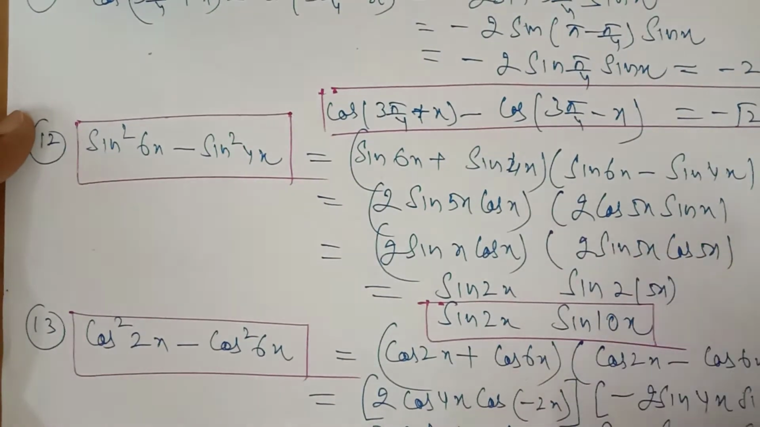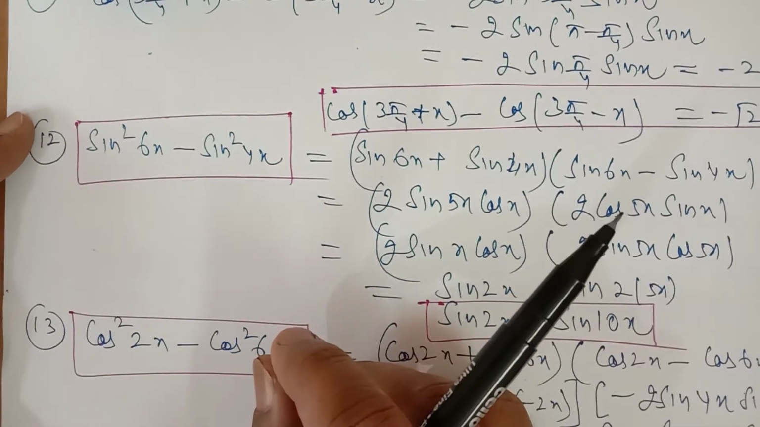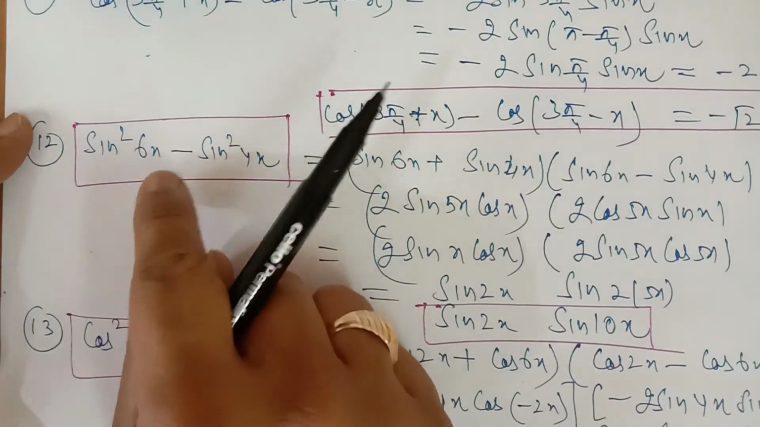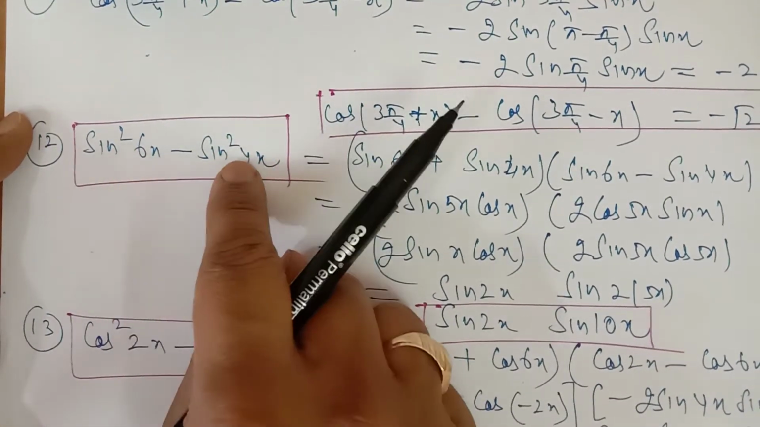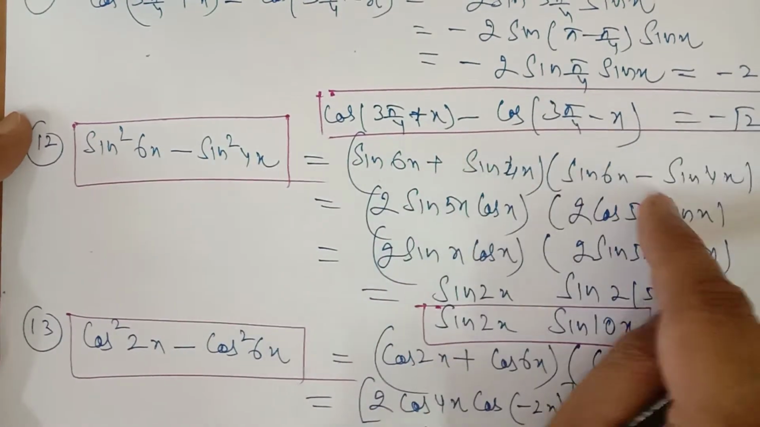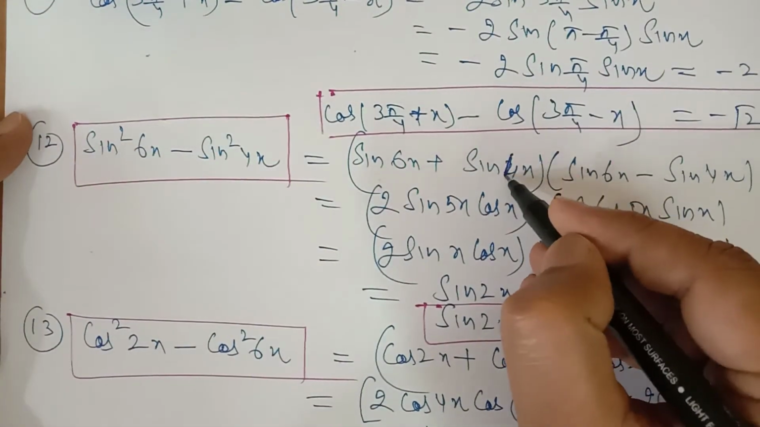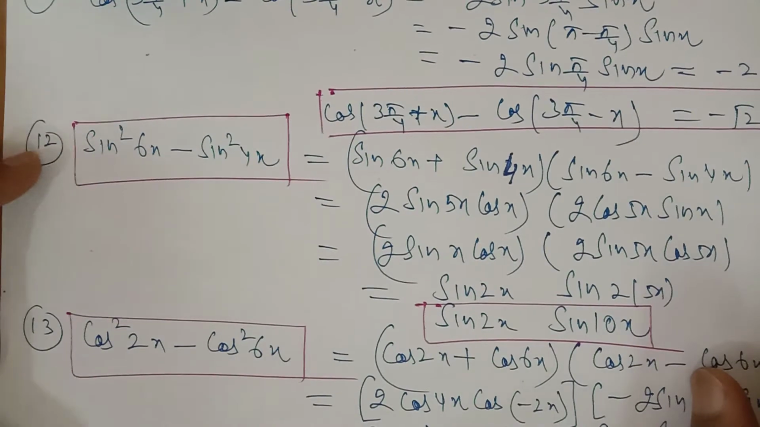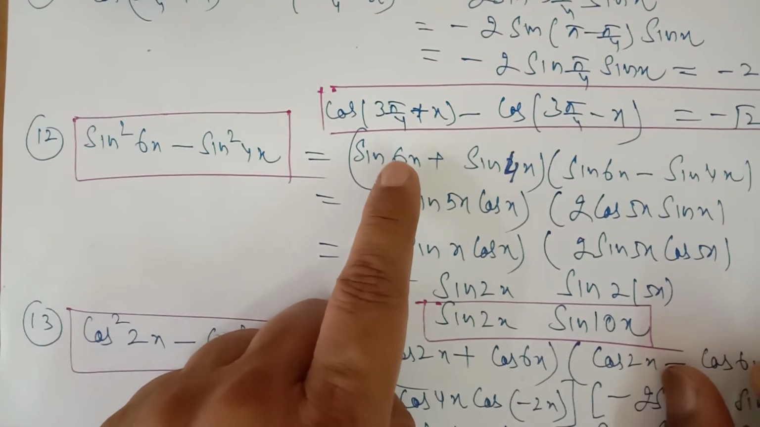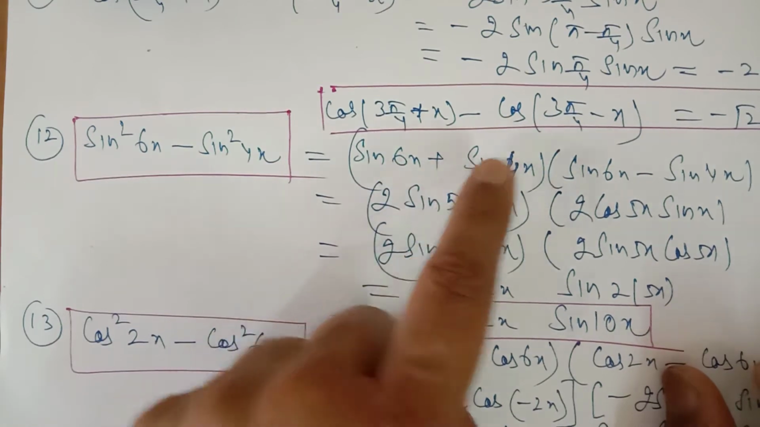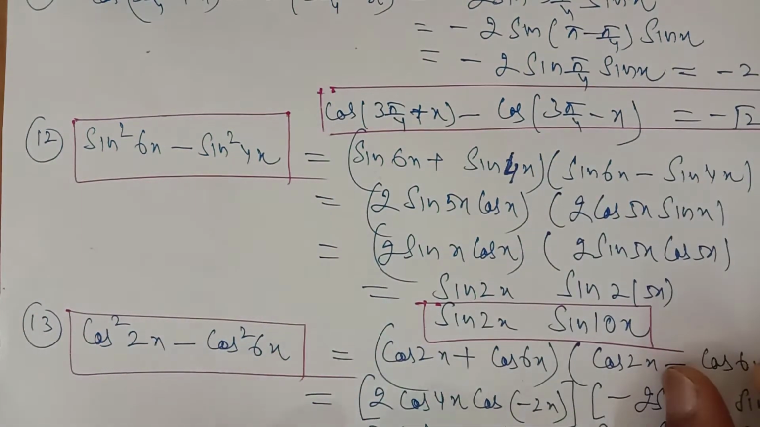Now questions number 12 and 13 are good questions, and see the arrangements we have done. Sine square A minus sine square B: use the algebraic formula A square minus B square, which is equal to (A plus B)(A minus B). First of all, we have used the algebraic formula A square minus B square equal to (A plus B)(A minus B).